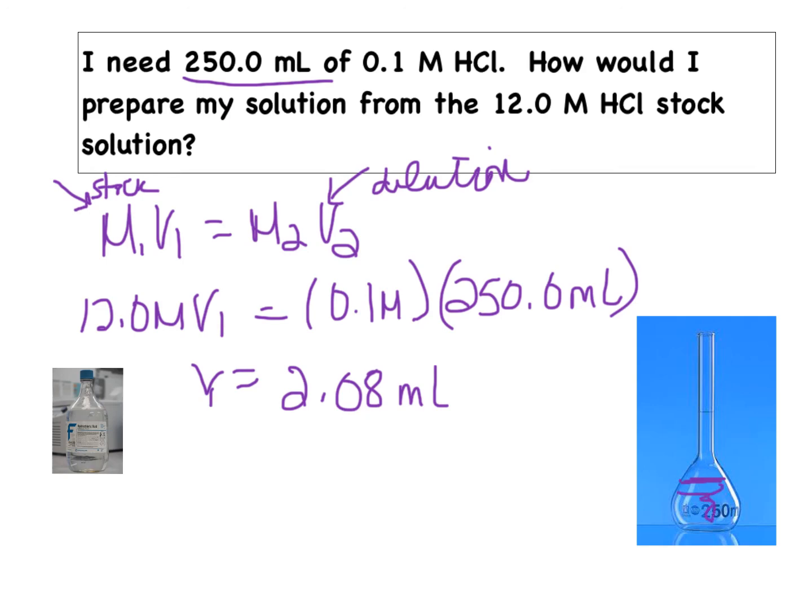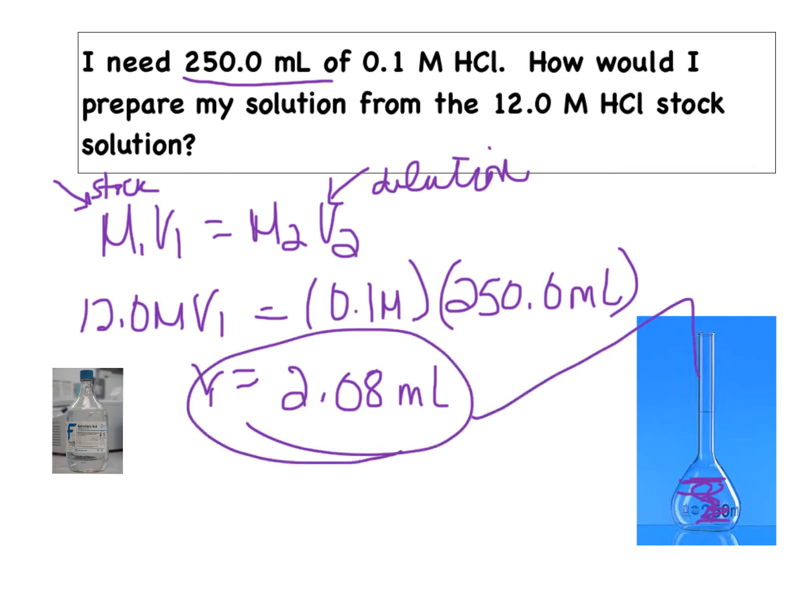So I would first prepare the solution by adding some water to my volumetric flask, and then adding my 2.08 milliliters of acid to that, and then finishing off by adding water until I got to my desired volume of a total of 250 milliliters. And that's how I would prepare a dilution.